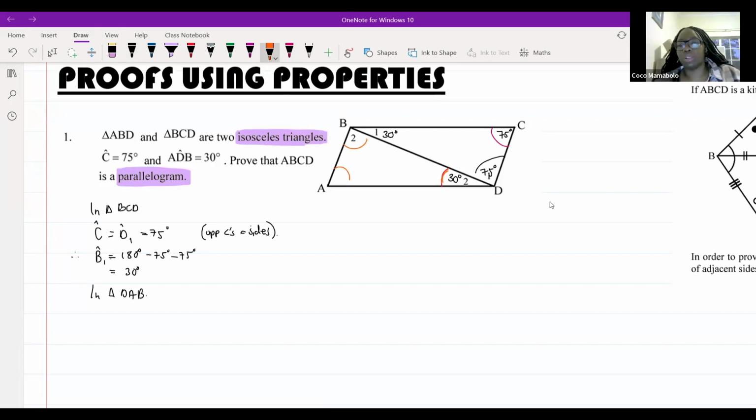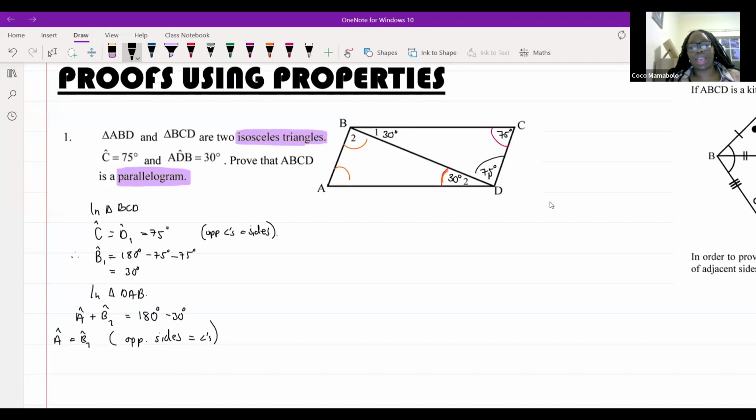Correct. They must also equal 75. So I can write it out. I can say angle A plus angle B2 is equal to 180 minus 30 degrees. Right. And then I can say that angle A is equal to angle B2. Right? That is, opposite sides equal angles. Okay, opposite sides equal angles.